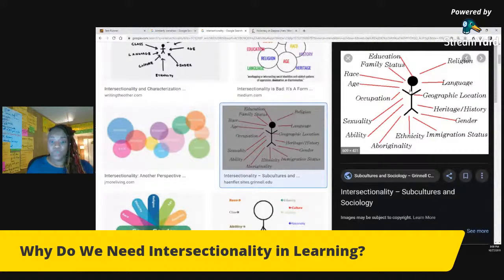Intersectionality. With every person who sits in front of you, you've got all this and more going on. Education, family status, race, age, occupation, sexuality, ability, aboriginality. Is that how I said it? Aboriginality. Yep. Ethnicity, immigration status, gender, heritage, history, geographic location, language, religion, all of this stuff, veteran status, if they're in the military or not. Okay. All of this stuff right here, all the history, everything you've got going on in front of you.